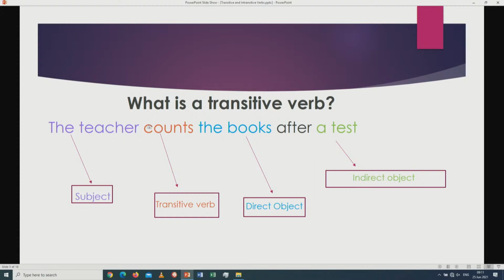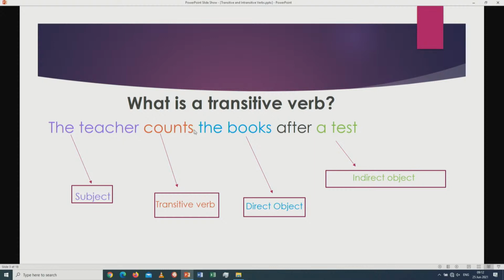Now we've been taught that when we have to find a verb, we ask who does what. What is the action? So the action here is counts. Now the subject, we ask the question, who counts? So it's the teacher. The teacher counts what? The books. And here, the books are a direct object. And then you will see in the green, after a test, because that will also answer your question, the teacher counts what? The books, object.